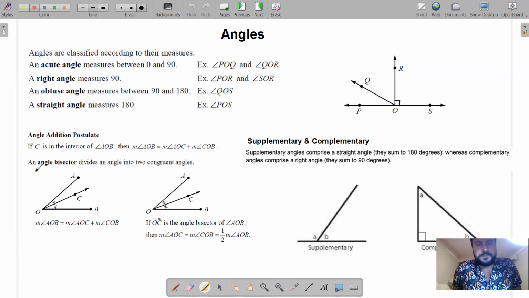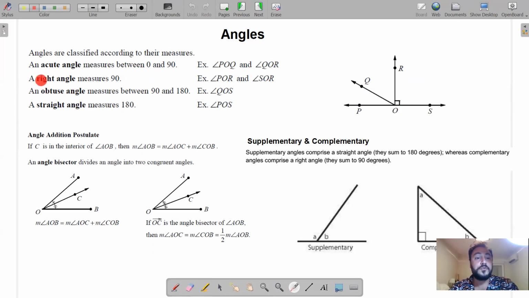Let's talk about angles. Nomenclature about angles in English. An angle is called acute when its measurement is between 0 and 90 degrees. This angle QOP, for example, is an acute angle, or QOR. Notice that the angle in the middle, the one formed by the two lines, is always in the middle also when it's written down. This indicates this angle POQ.